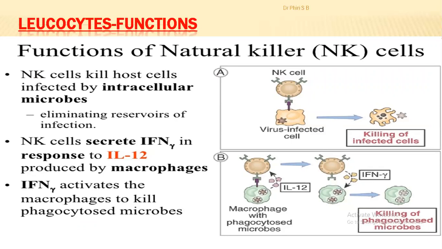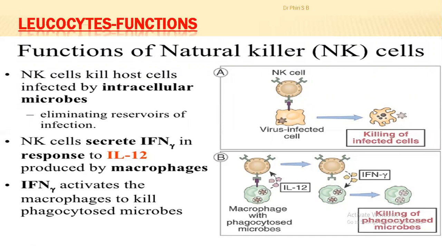The natural killer cells kill host cells infected by intracellular microbes. All cells that are hosting intracellular microbes will be eliminated, or killed, by natural killer cells. Hence, they are involved in eliminating reservoirs of infection. Some of these infections can hide within the host cells, but the natural killer cells, even if the microbes are hiding within these cells, are able to detect them and destroy the cells that are hosting the microbes. So they are involved in eliminating reservoirs of infection.